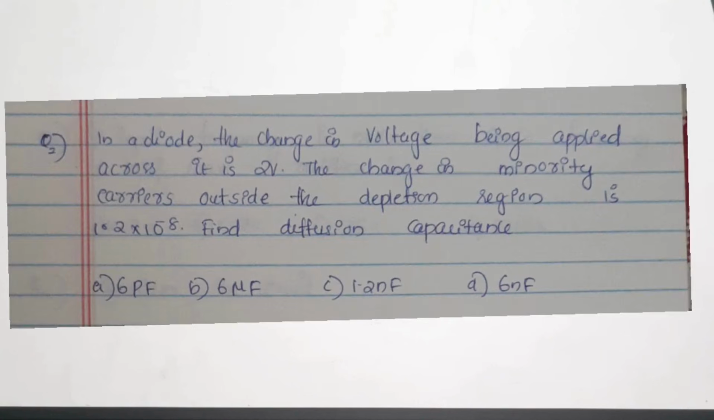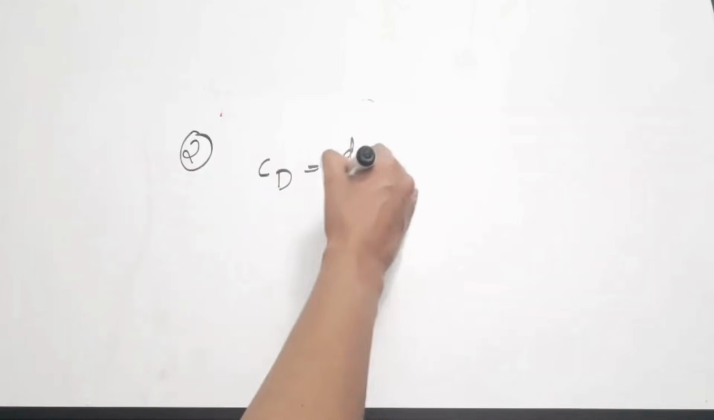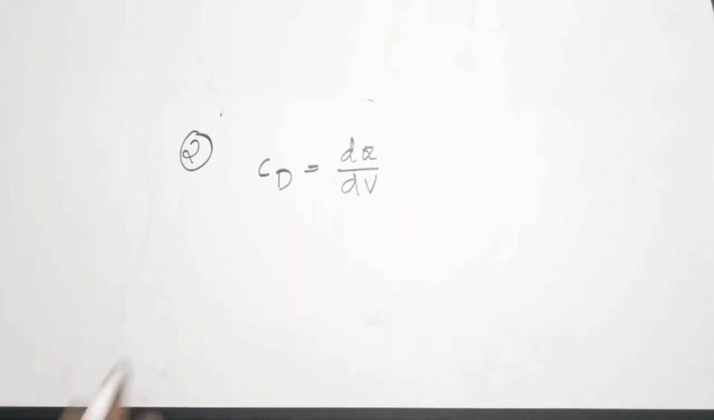Next question. In a diode, the change in voltage being applied across it is 2 volt. Okay, so the change in voltage applied across the diode is 2 volt. The change in minority carriers outside the depletion region is 1.2 into 10 raised to minus 8. Find the diffusion capacitance. The question is regarding diffusion capacitance, or CD, that is equal to dQ by dV, change in charge by change in voltage.